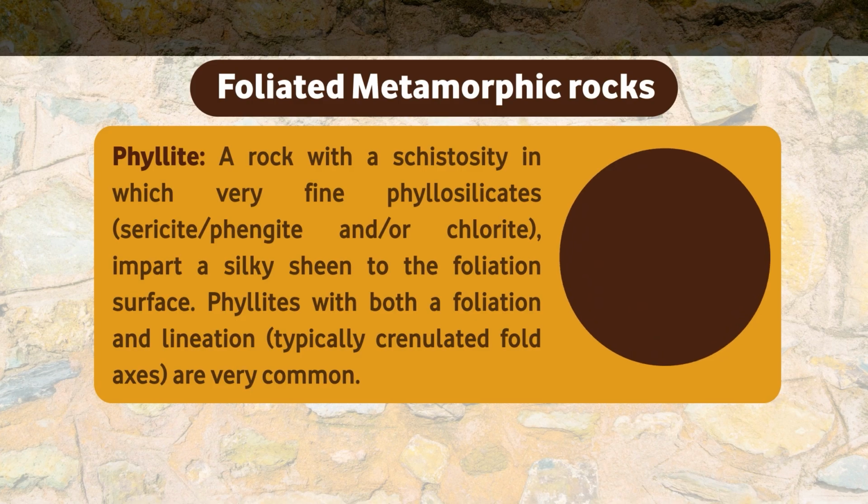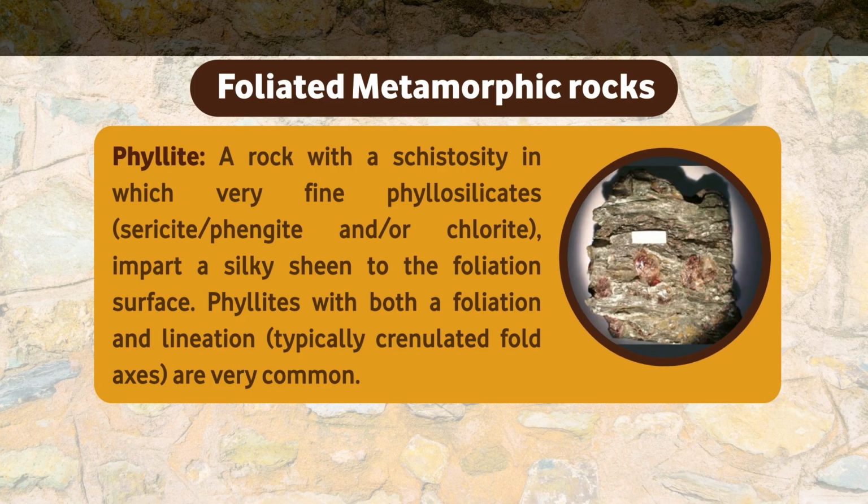Phyllite is a rock with schistosity in which very fine grained phyllosilicates like sericite, muscovite and or chlorite impart a silky sheen to the foliation surface. Phyllites can have both foliation and lineation. Crenulation cleavage is a very commonly observed structure in phyllites. You can see on the right hand side a phyllite which is showing a very silky luster. This is because of the presence of mica minerals in it, and you can see on the border that there is a fine foliation surface along which the rock can cleave.